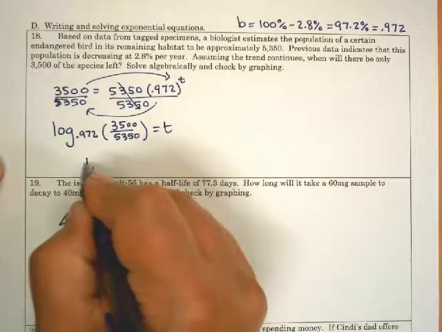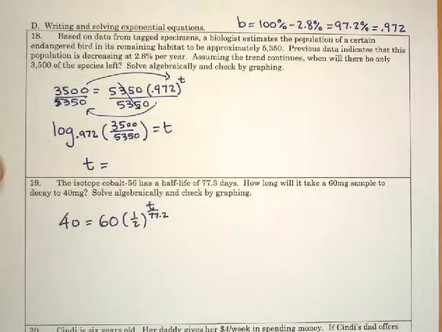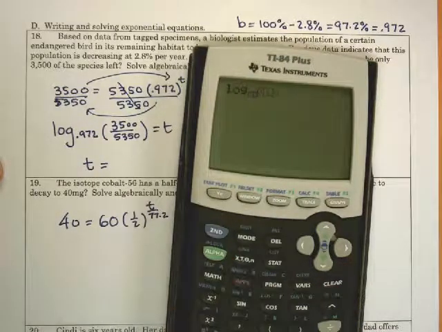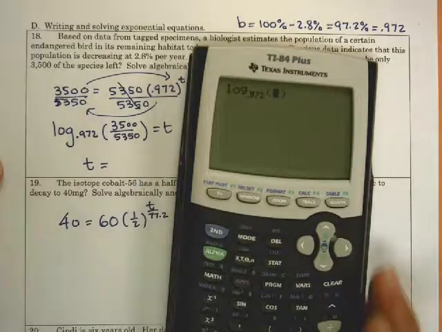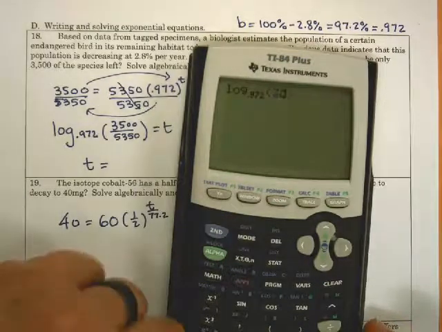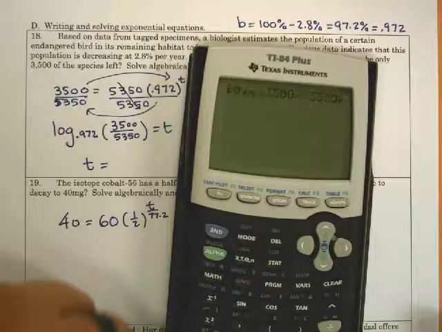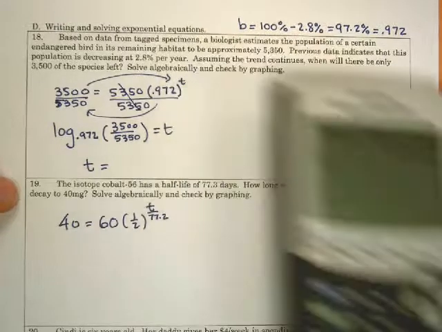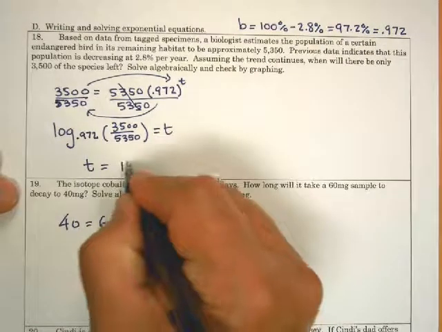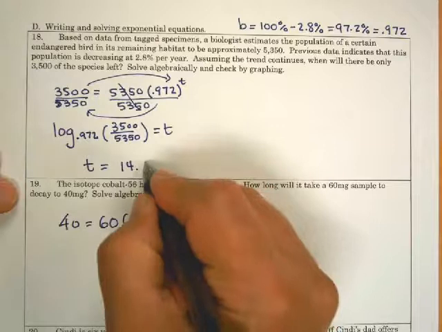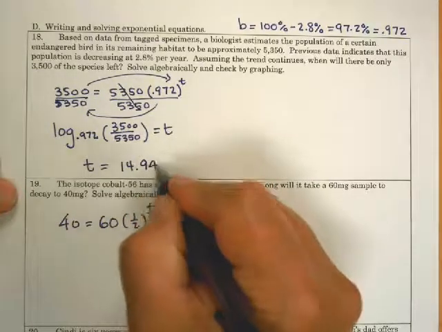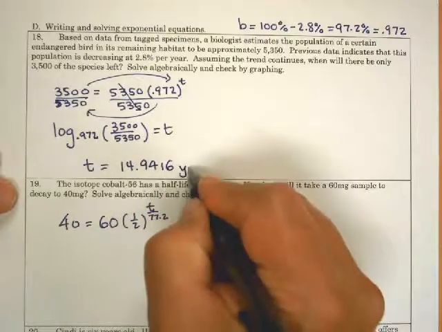So it's really just a matter of typing this monster in. Math alpha math, 0.972, and then you go 3,500 divided by 5,350, and that, ladies and gentlemen, is 14.9 years. So this species is going to be in more critical shape within about 15 years here. Let me put the full thing here. I don't think it needs that much accuracy, but there you go.